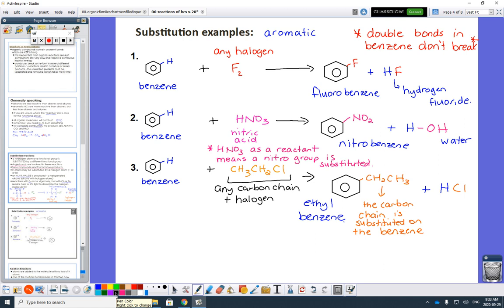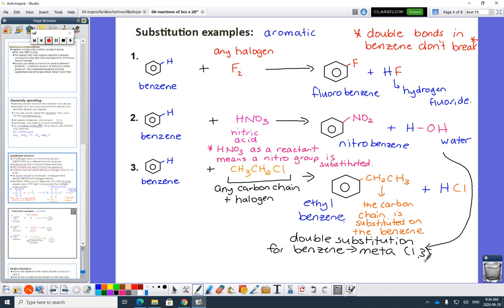One more weird thing about this, and I feel like it's one of the homework questions. You can get double substitution with benzene. So remember we did OMP, ortho meta para. And what happens is, I'm going to sneak this one down here, okay? Because I think it's one of the questions in the homework. So for double substitution for benzene, you want to use meta, okay? Which is 1,3.